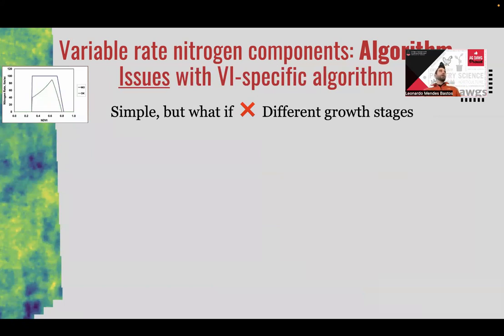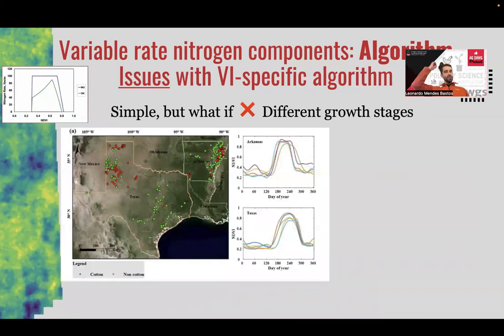Okay, so another point here of why maybe that is not a good approach: we're using a vegetation index specific algorithm, but what if I have different growth stages? Here's just an example of some work done in Texas and Arkansas, where we have day of the year on the x-axis, NDVI on the y-axis, and each line is a different field.